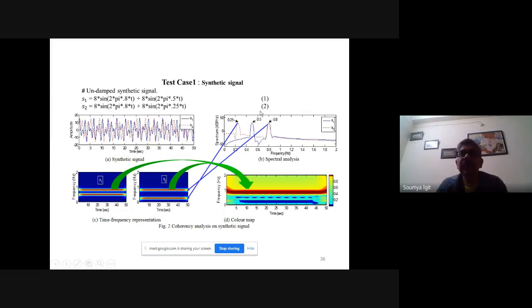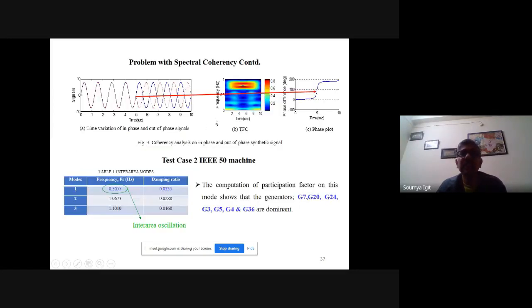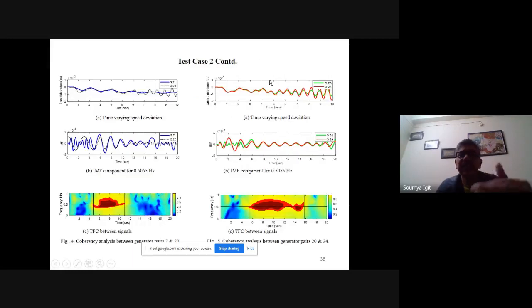You have the different spectral analysis with the time frequency control at 0.25, 0.5, and 0.8 with the different frequency components. This is for the synthetic signal, and for the actual signal that you take into consideration. So this is for the normal mode-based oscillations as per the inter-area oscillations, and this is the time frequency control and the phase plot. I don't want to go into details, a lot of things to discuss.